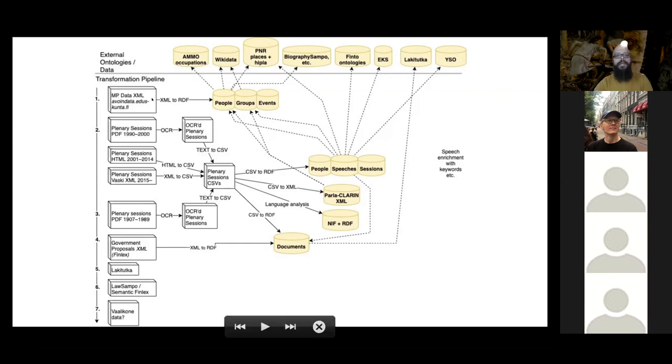The basic idea here is that we take the data in, then we process it. For example, for PDF files, we are actually doing re-OCR for even higher quality than what was available at the Parliament of Finland. Then we convert these different formats into a shared, structured format, like linked data RDF or the more traditional open data format XML, where CLARIN, the language network in Europe, has created this proposal for representing parliamentary debates, Parla CLARIN. So we are using, of course, the international standards and not just inventing everything from scratch. And then we are linking to other data sets like ontologies and Biography Sampo, which was already mentioned, and AMMA for occupations and so on.